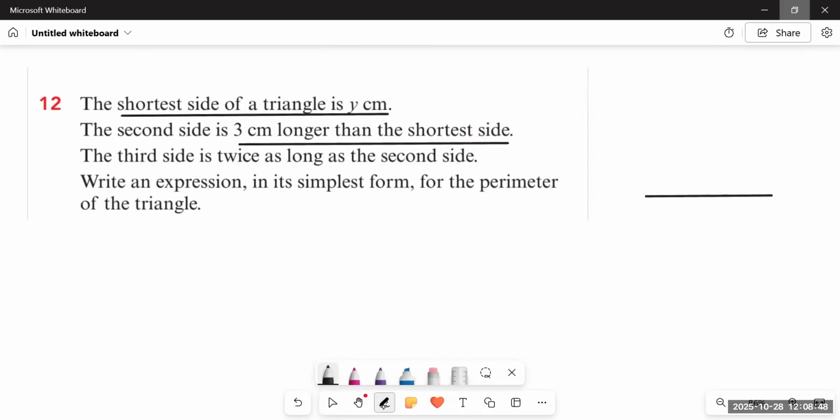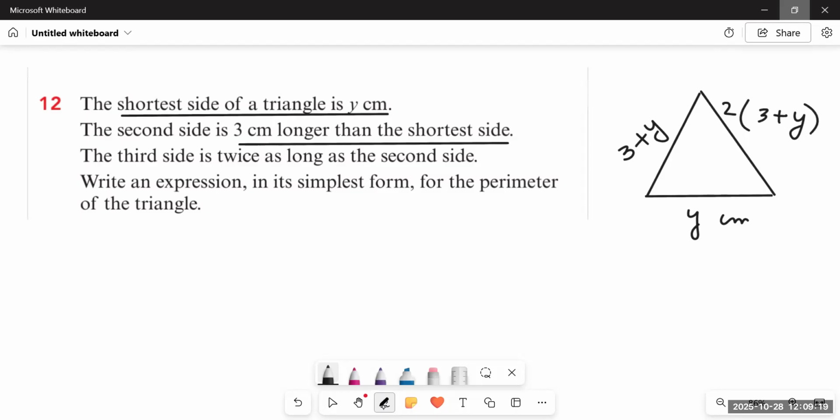So it means the second side, if the shortest is y centimeters, is 3 centimeters plus y centimeters. And the third side is twice, means double, 2 multiplied by, as long as the second side. So what are we supposed to do? We will write it as 2 into 3 plus y. That's what you have to understand.